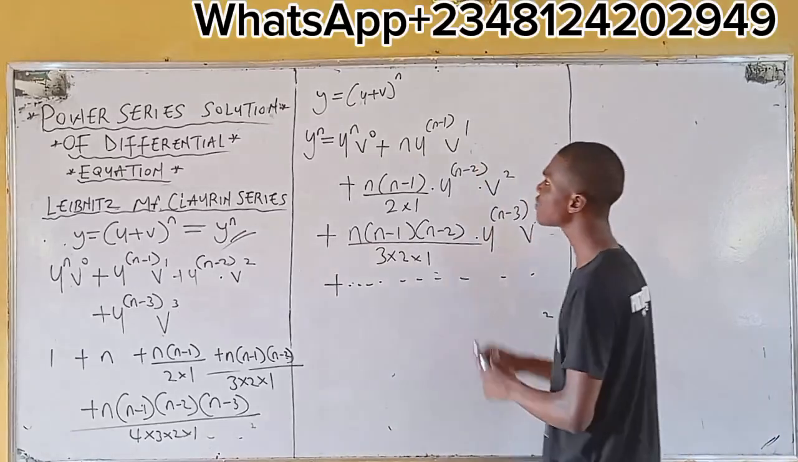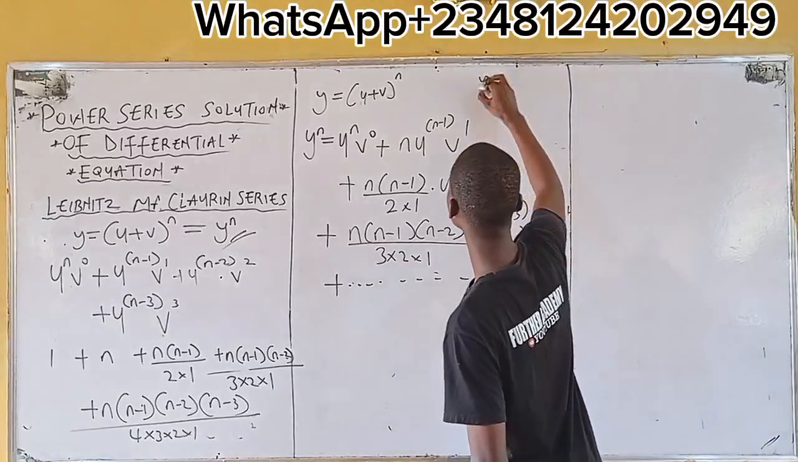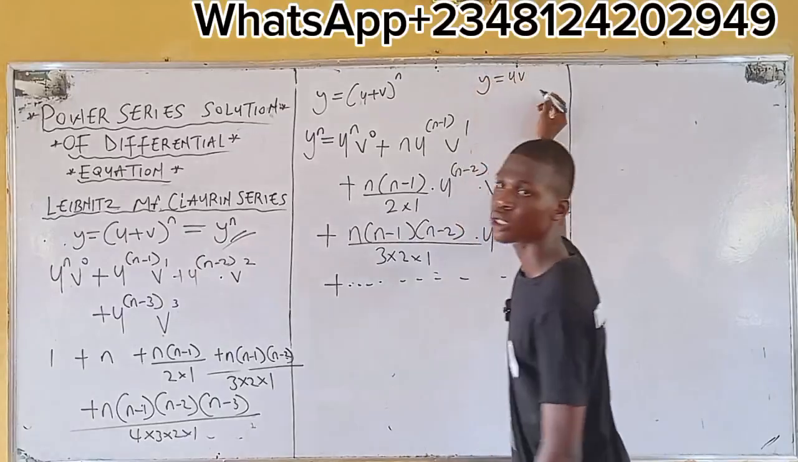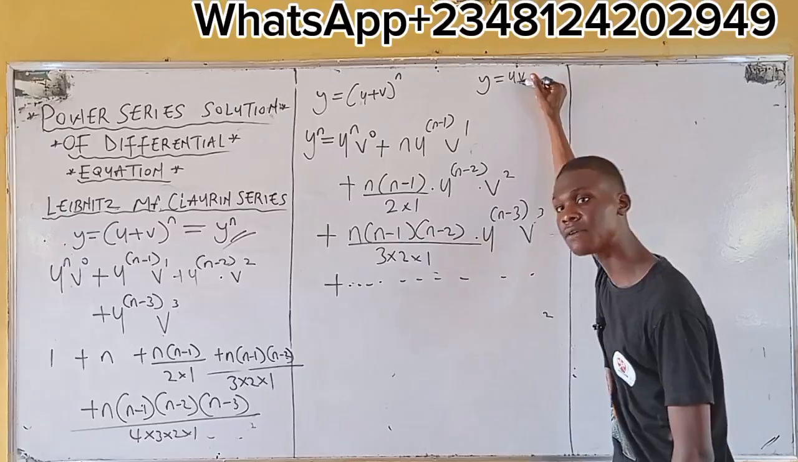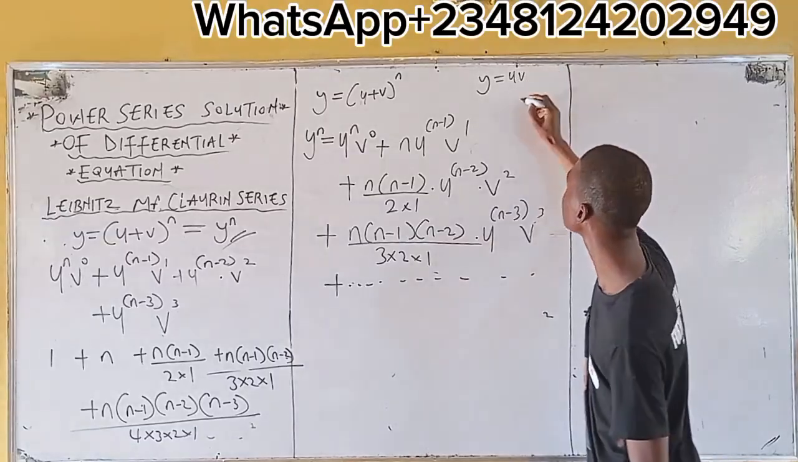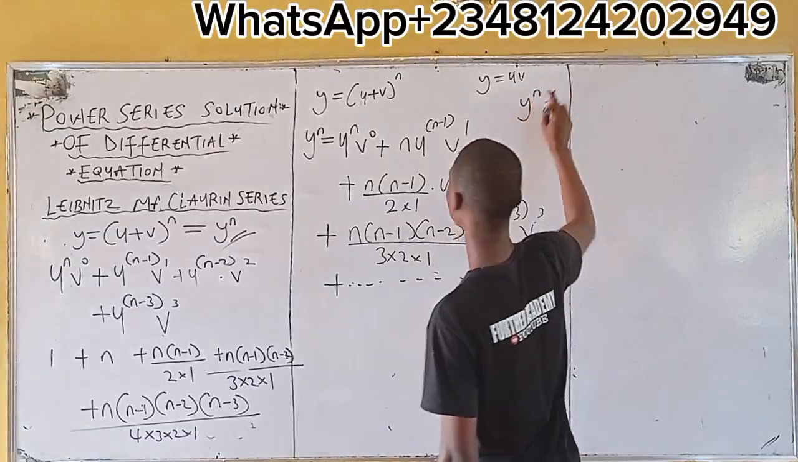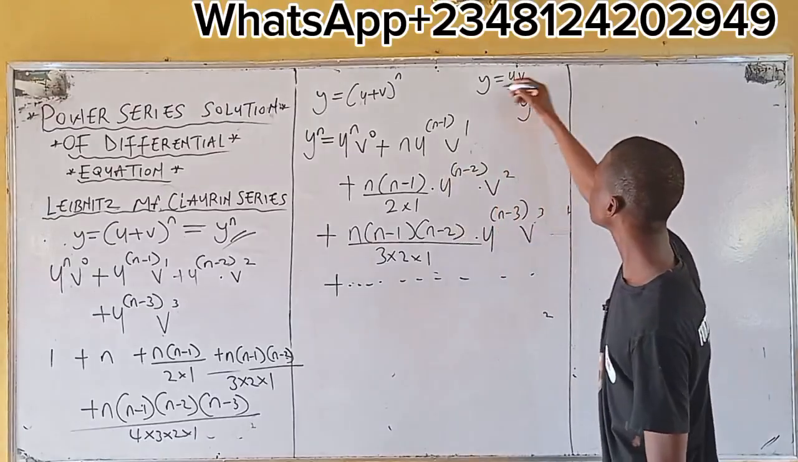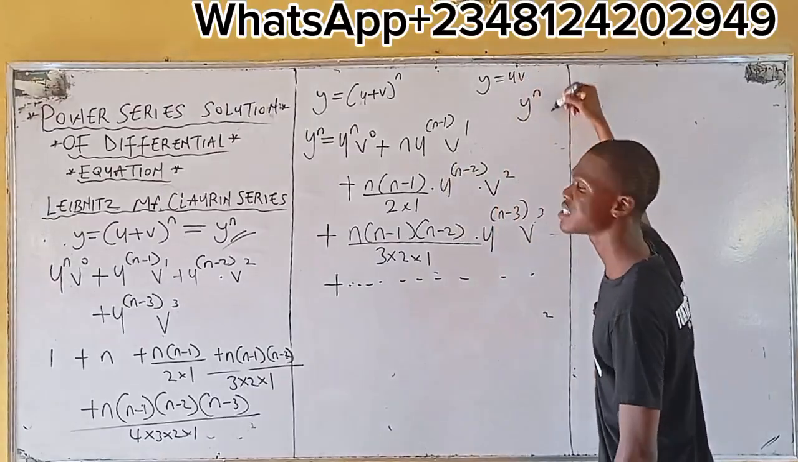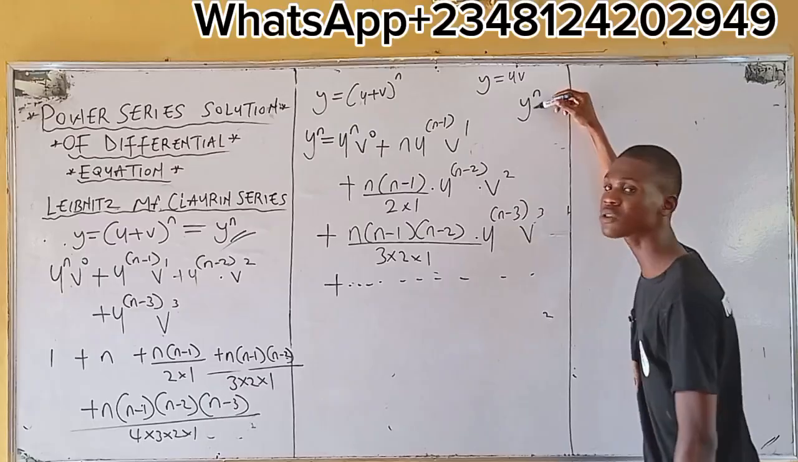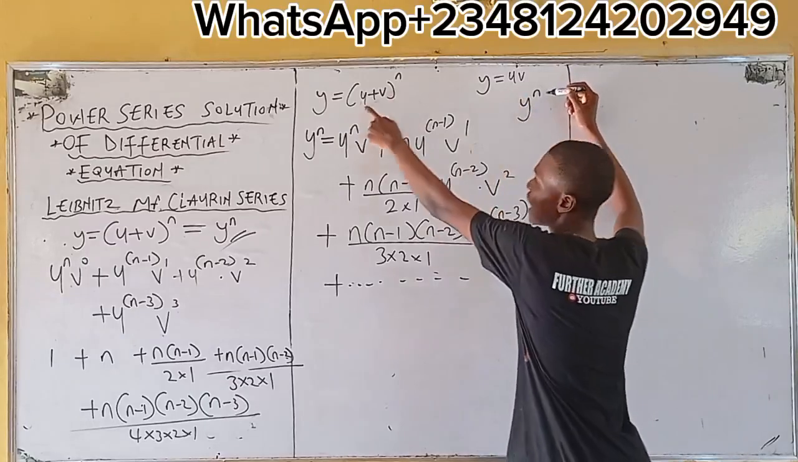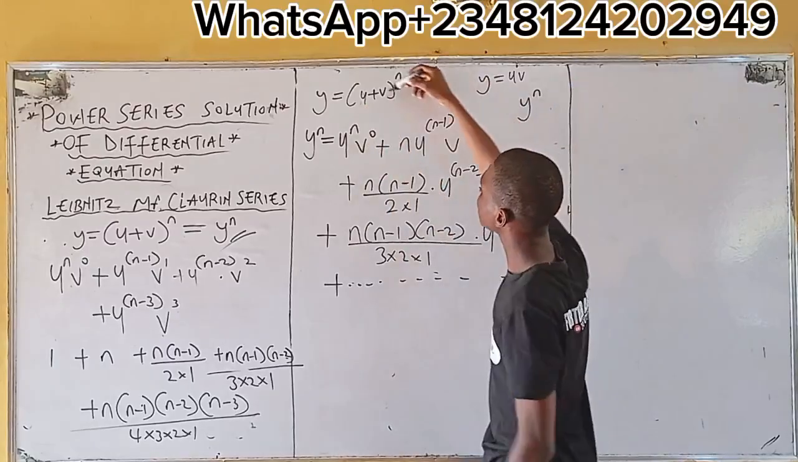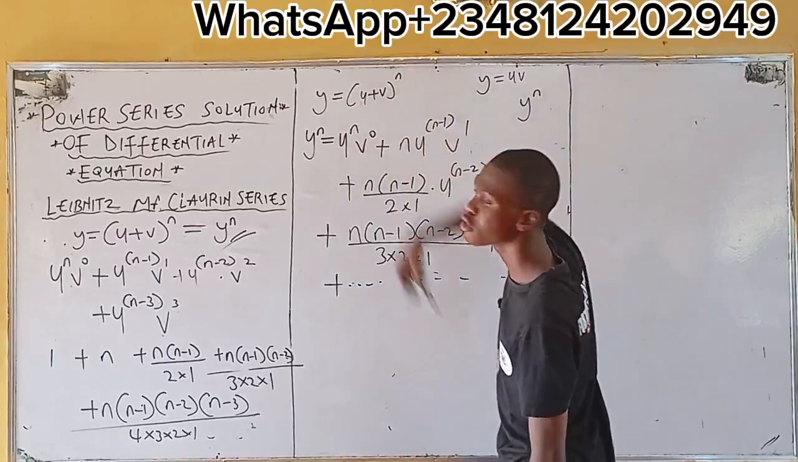So we are saying that given y is equals to uv, we want to find the nth derivative. By nth derivative, meaning y raised to the power of n. Given this question says that find the nth derivative, by nth derivative, meaning we want to find y raised to the power of n. You can express this question as this, right? By the time you express it as this, use binomial expansion.